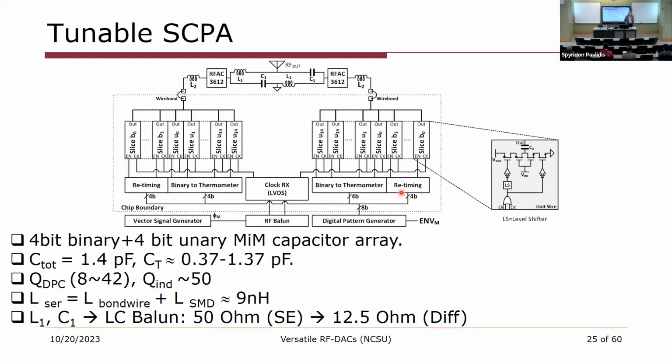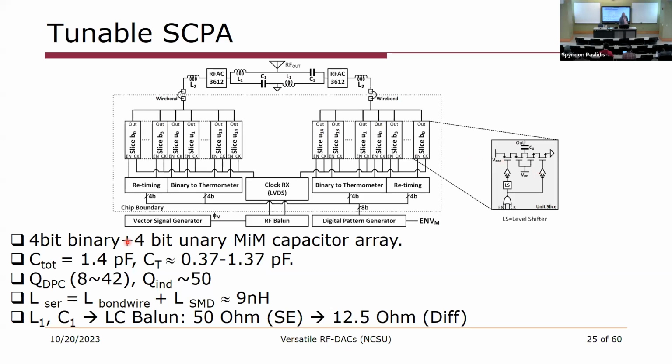All right, so this is the circuit implementation. What I talked about before, we have a bunch of slices that look pretty much identical to what I showed you earlier. We have a capacitor, we have a switch driver, and then we have some logic that selects individual slices to be switched or not to be switched. In our case, we divided this into a 4-bit unary array and a 4-bit binary array.